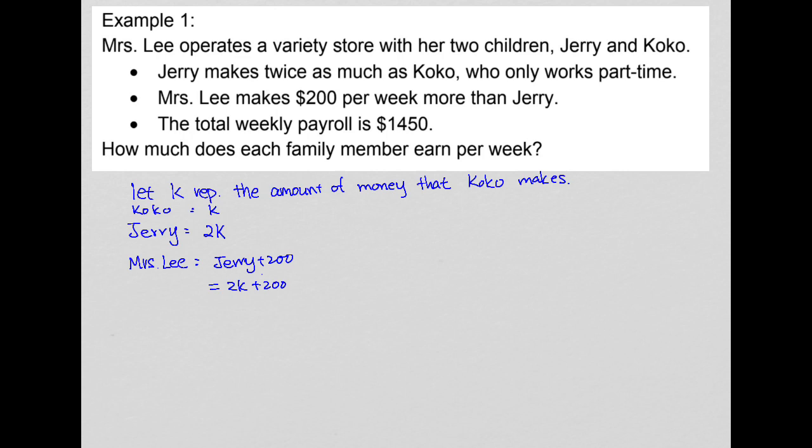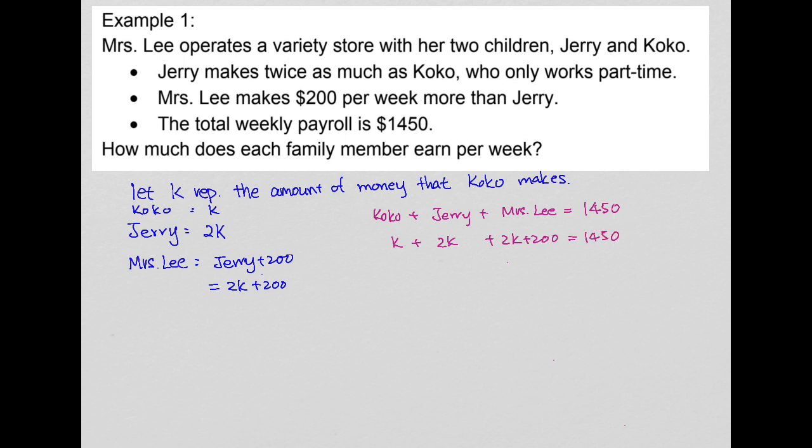It says the total payroll is $1,450. Total means all 3 of them together. So my equation will become this: Coco plus Jerry plus Mrs. Lee together is $1,450. So K plus 2K plus 2K plus 200 equals 1,450.